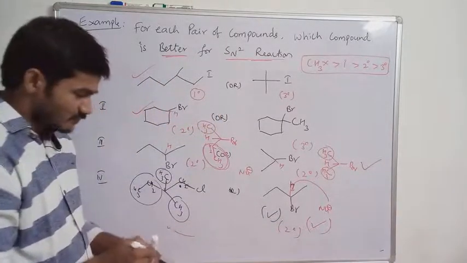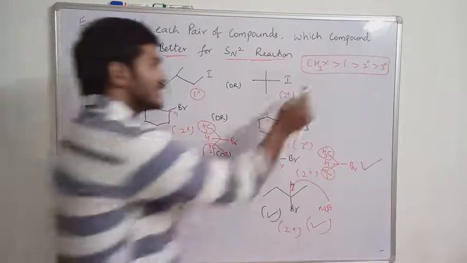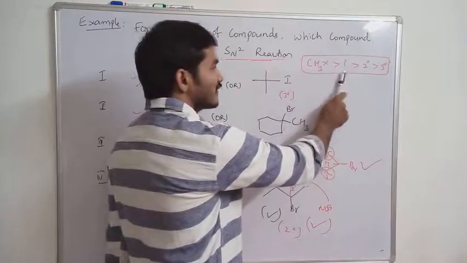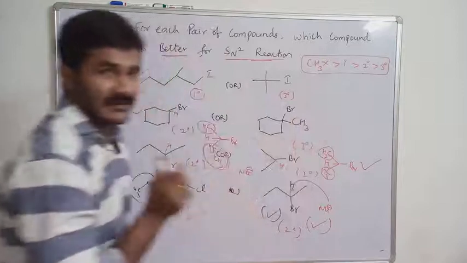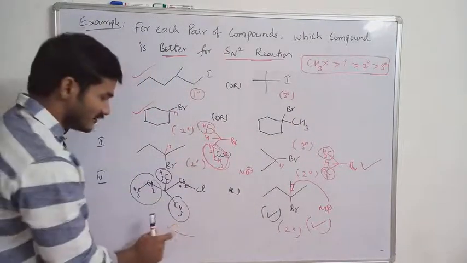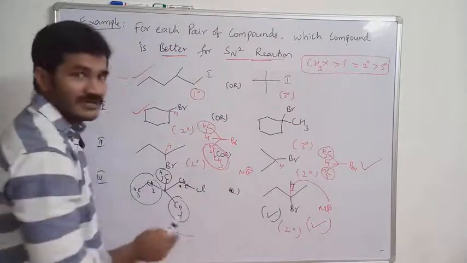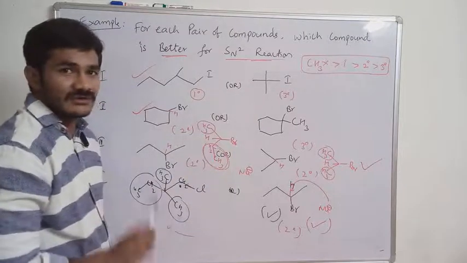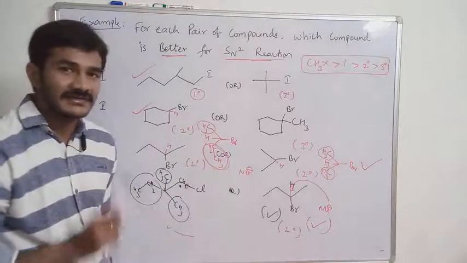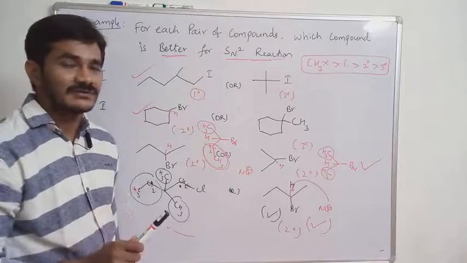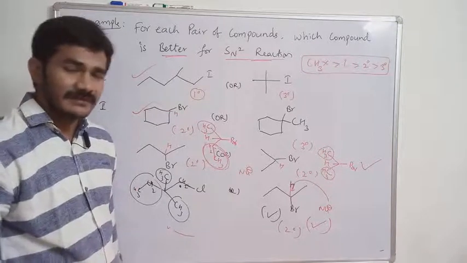So from this what we have to understand is that this order is fixed: methyl halides are more reactive than primary, then secondary, then tertiary. But in particular cases, whenever you get a comparison like this kind of example, not only that order, you have to observe the hindrance also. Because hindrance is very important for the attack of the nucleophile from the back side.